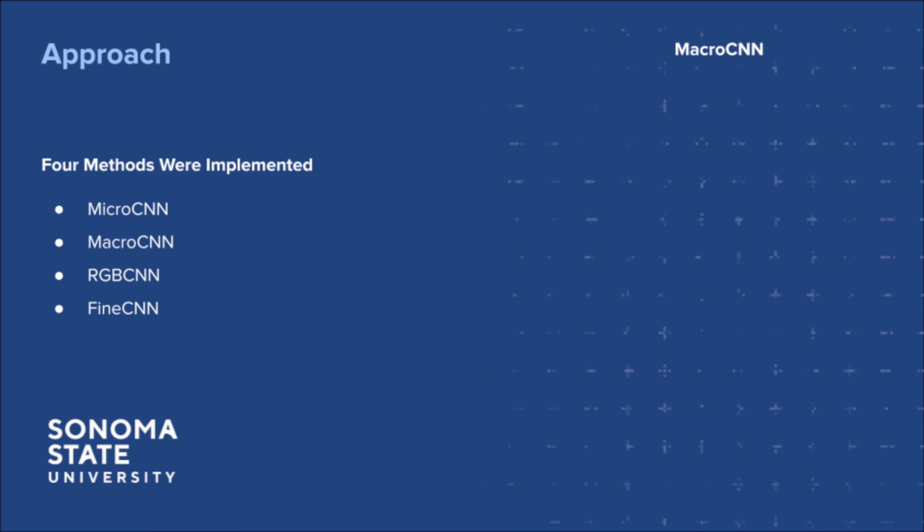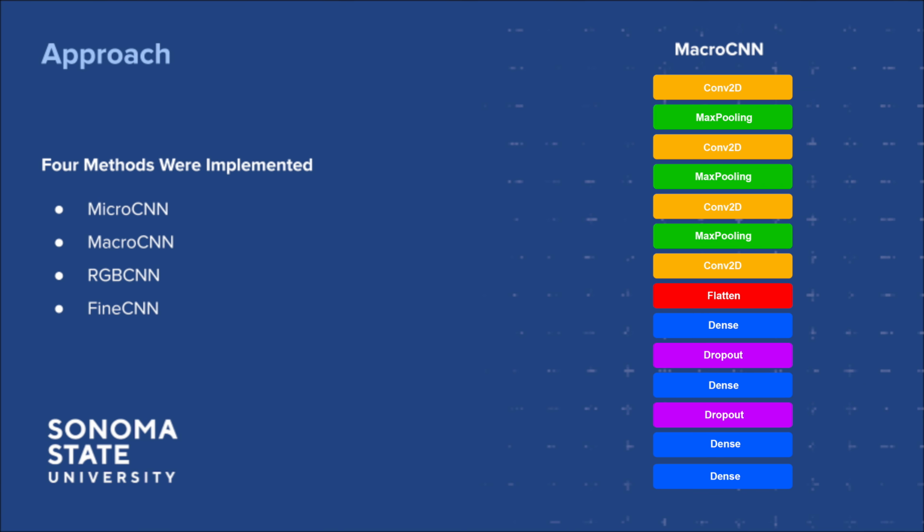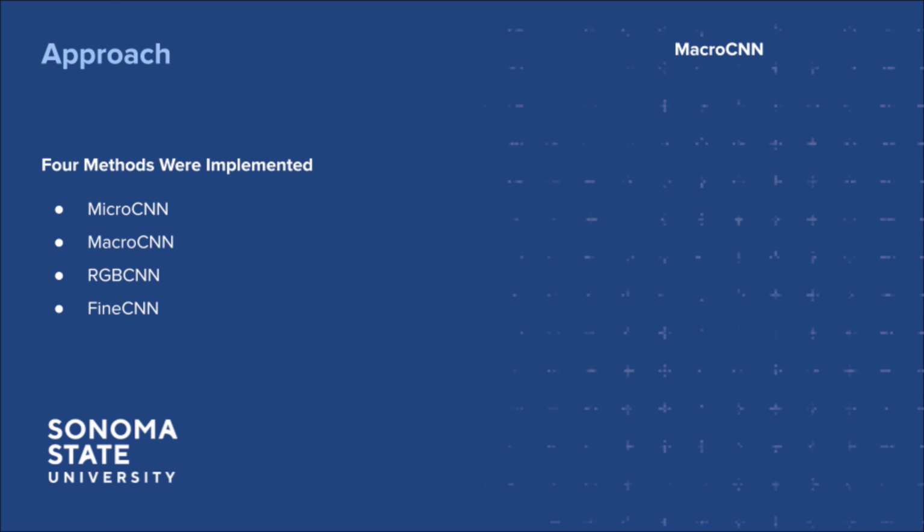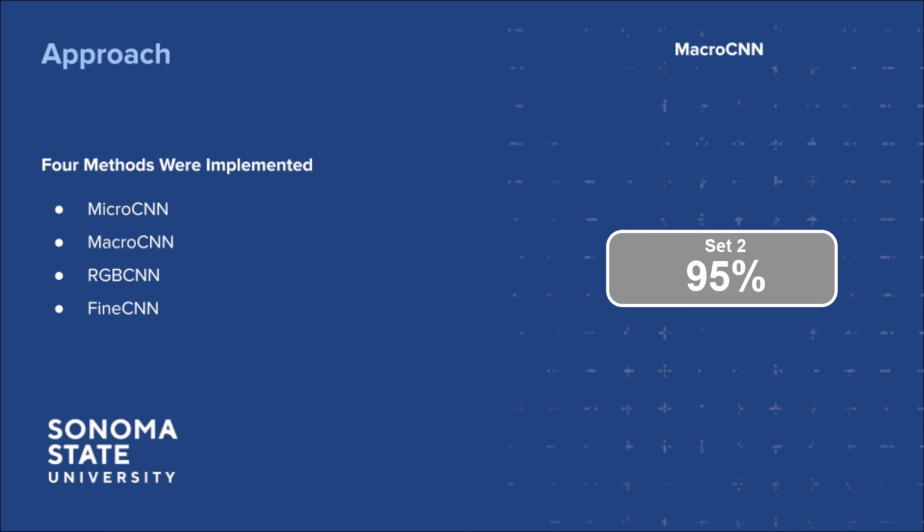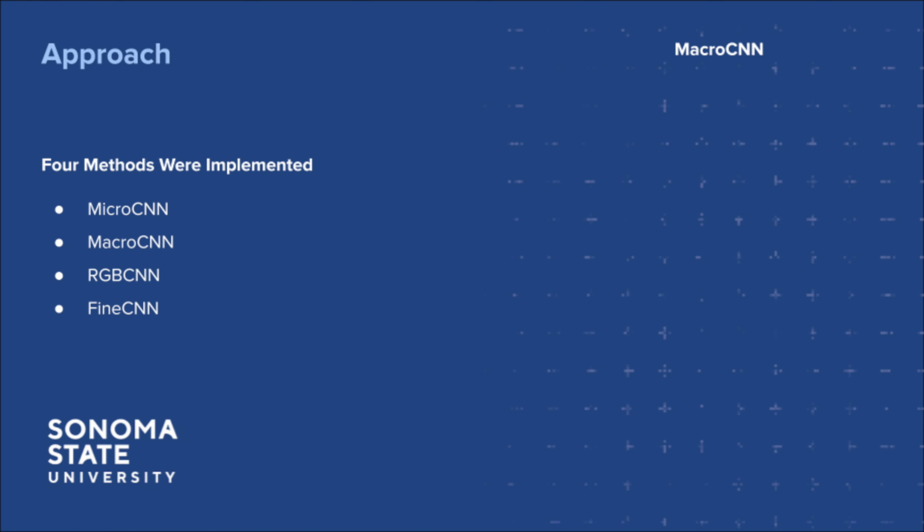As its name implies, MacroCNN is a larger version of MicroCNN. MacroCNN utilizes 4 convolutional layers, 3 max pooling layers, a flatten layer, 4 dense layers, and 2 dropout layers. Because of MicroCNN's accuracy with the second set of principal components, MacroCNN was tested with principal components 2, 3, and 4, and yielded an average accuracy of 95%.